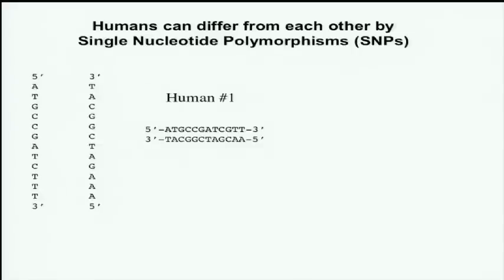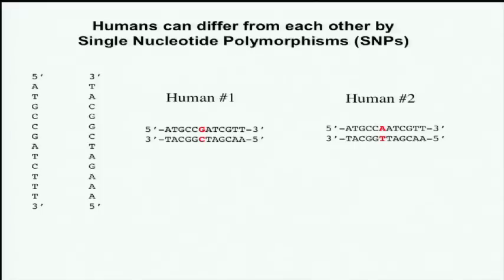When I say that people have differences in DNA sequence, what I mean is shown on this slide, where now I'm showing human number 2, and there's a position where human number 1 has a G on the top strand, and human number 2 at that same position has an A on the top strand. All the other letters are the same.